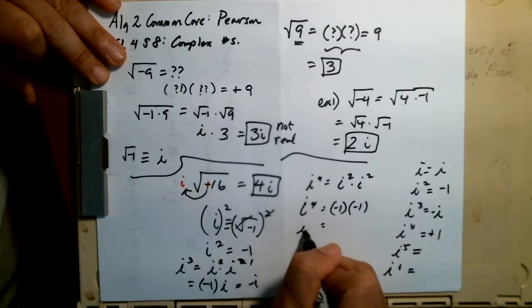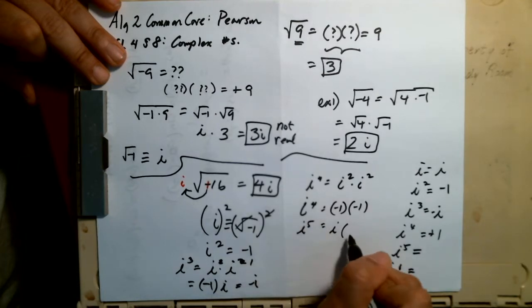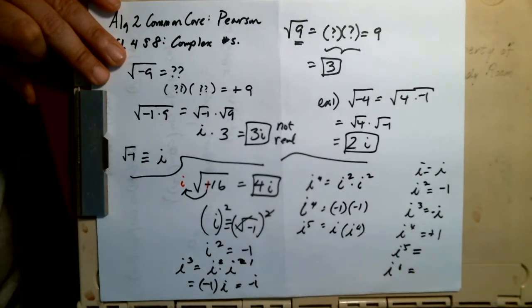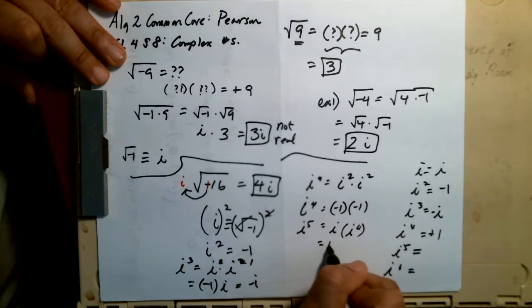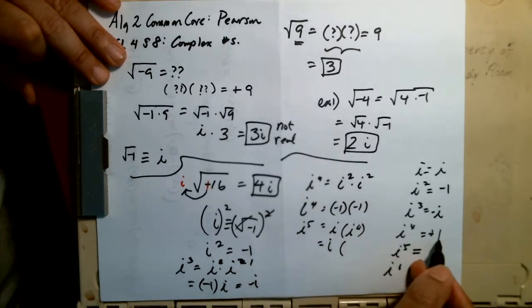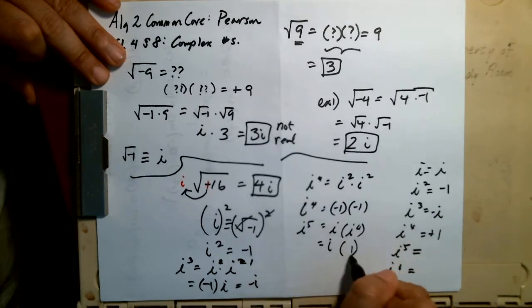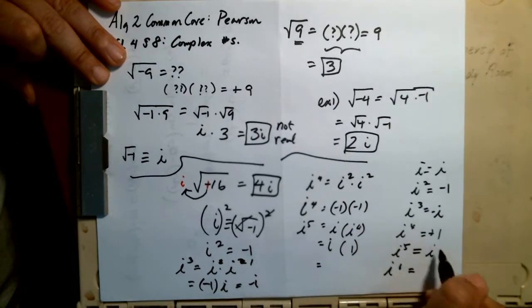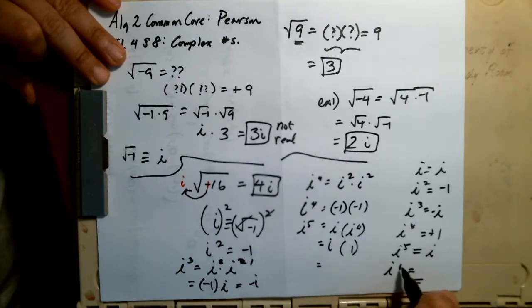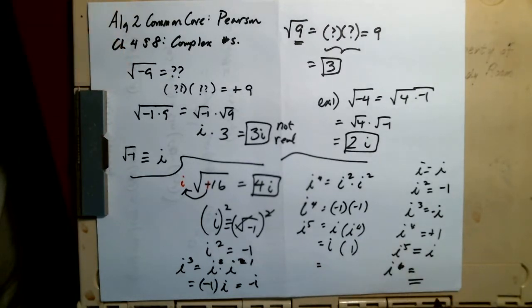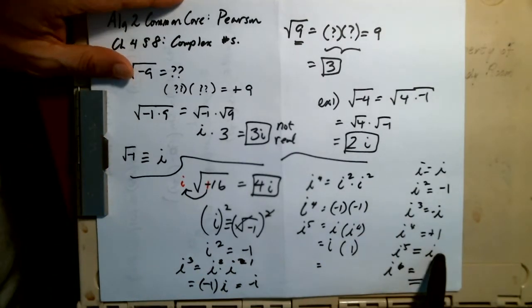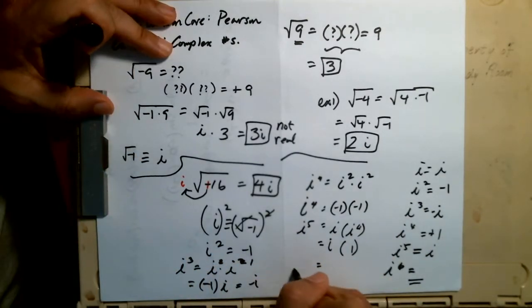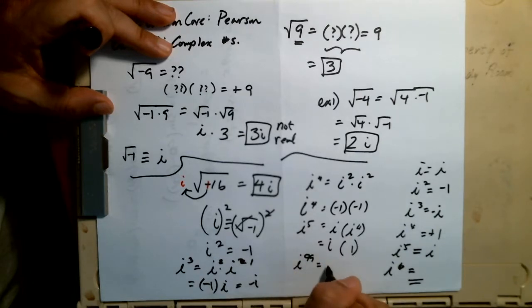And i to the 5th is equal to i times i to the 4th. Is that fair? i to the 4th times i is i to the 5th. We know that that's equal to i times i to the 4th. It's right here, it's 1. You end up with just i. I want you to do i to the 6th for me. See what you think you get, and then we'll go on from there. You'll notice a pattern. Once you notice a pattern, you can figure out what i to the 99th is.